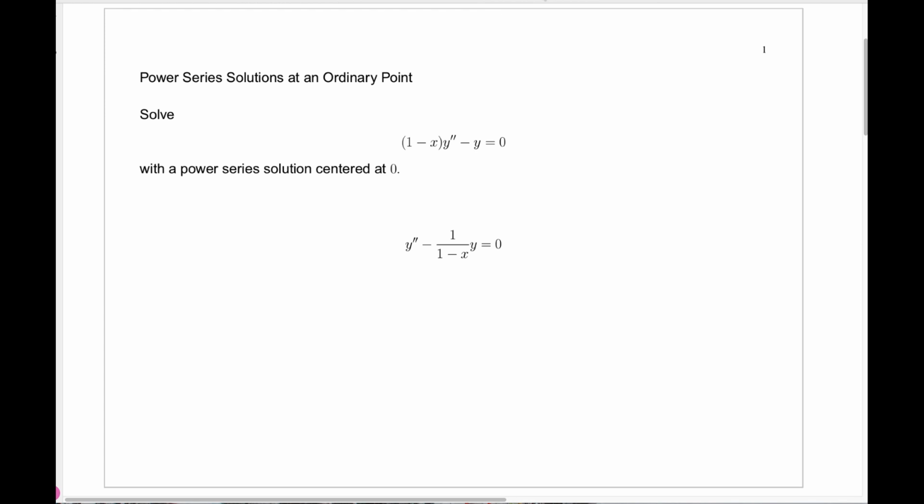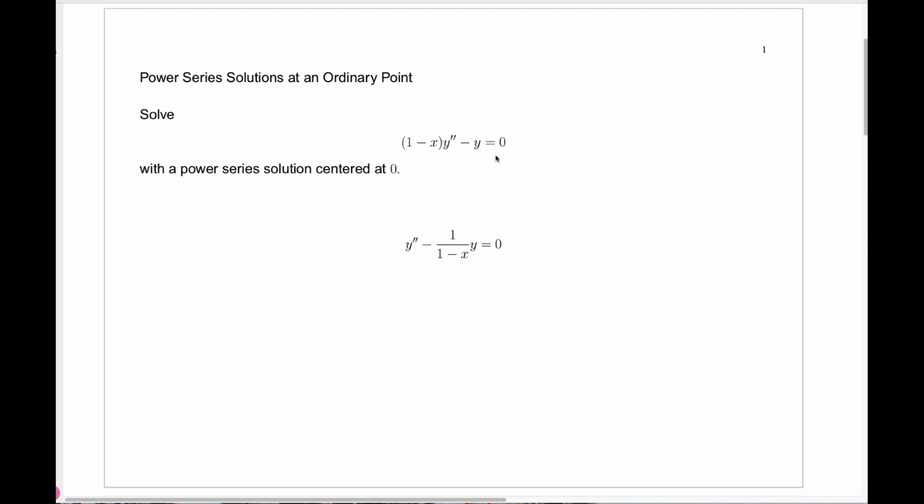Today we'd like to go through an example of using power series to get a solution to a second-order linear homogeneous differential equation at an ordinary point, in this case where x equals 0. That means we want the power series centered at 0. We're going to look at the differential equation (1 minus x) times y double prime, minus y equals 0.